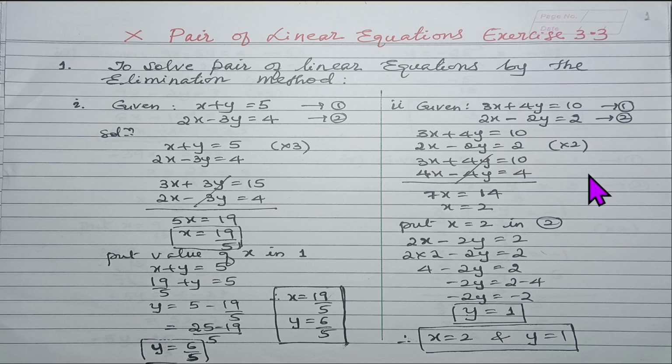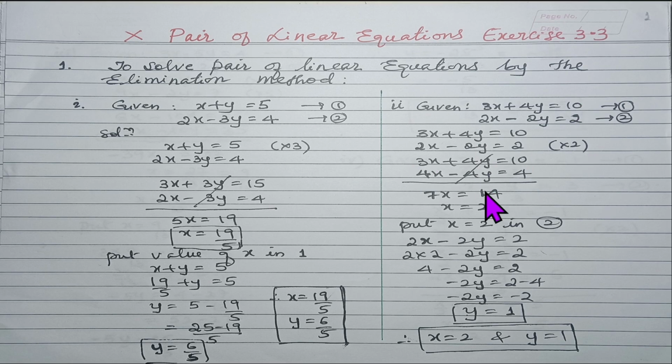Now coming to the second example, we have been given the two equations here, 3x plus 4y equal to 10, 2x minus 2y equal to 2, and now here I want to, let us say, eliminate y again. So I have to make the coefficient of y as 4. So I will multiply the second equation by 2. If I multiply by 2, I will get 2 into 2 is 4x, 2 into 2 is 4y, and 2 into 2 is 4.